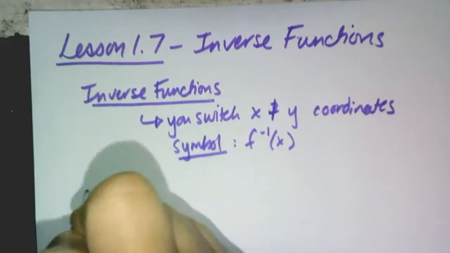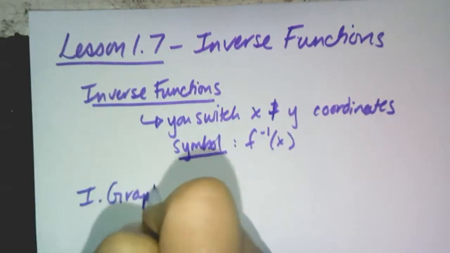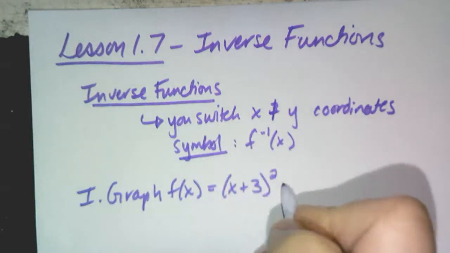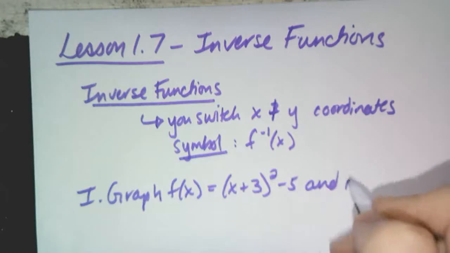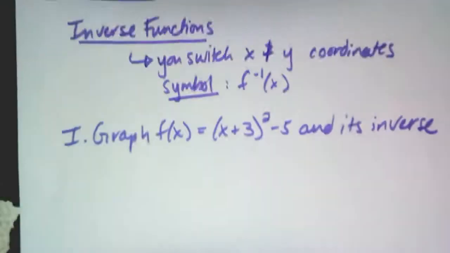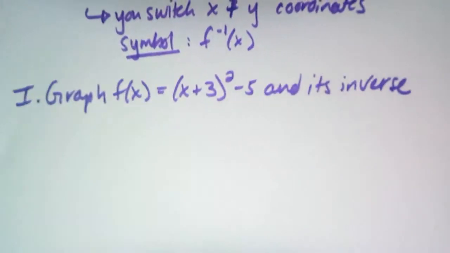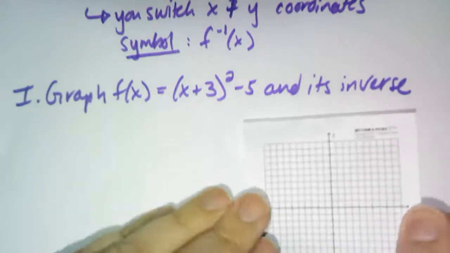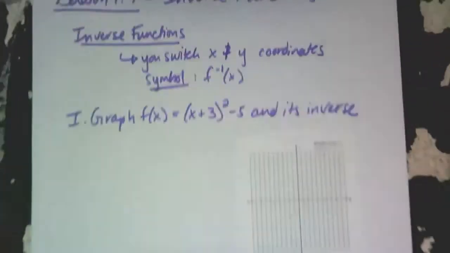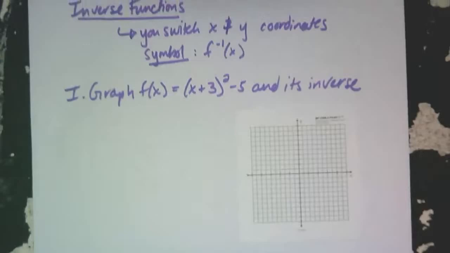So the first part we're going to do right now is we are actually going to graph a function, and we're going to graph its inverse. Graph f of x equals (x plus 3) squared minus 5. And we're going to graph its inverse. We're going to do it one way to begin with, and then I'll put it the other way.